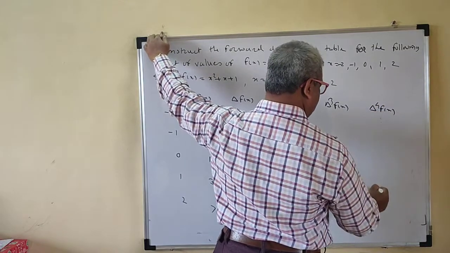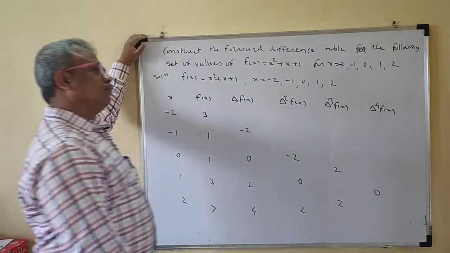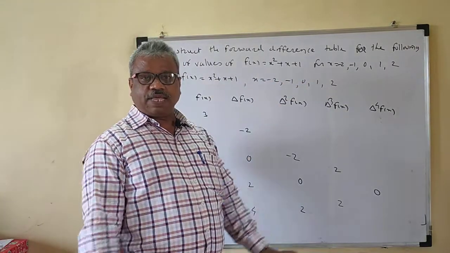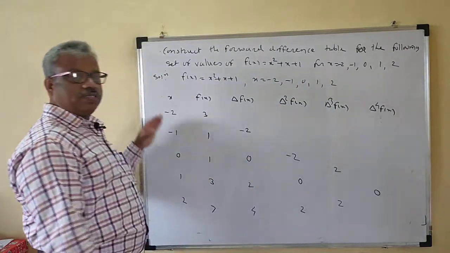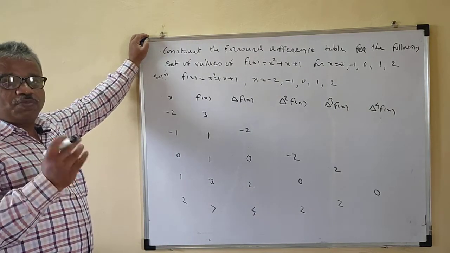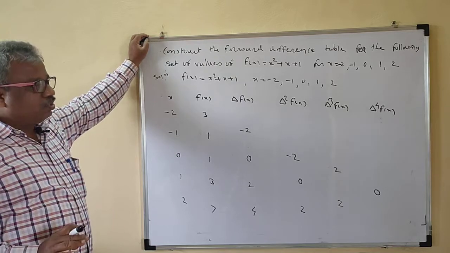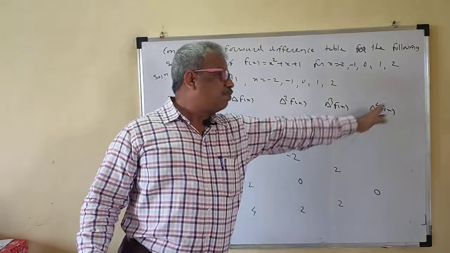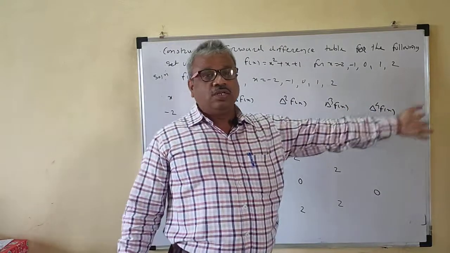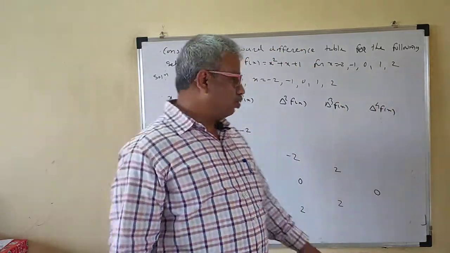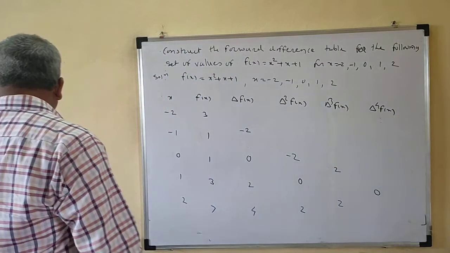Del to the power 4 f of x is 0. So how many values are given? 1, 2, 3, 4, 5. If there are 5 values of the function, then you can go up to the power 4. Your power 5, power 6 will be 0. So power 4 will be the constant. After that, we are assuming that all higher order differences are 0 now.